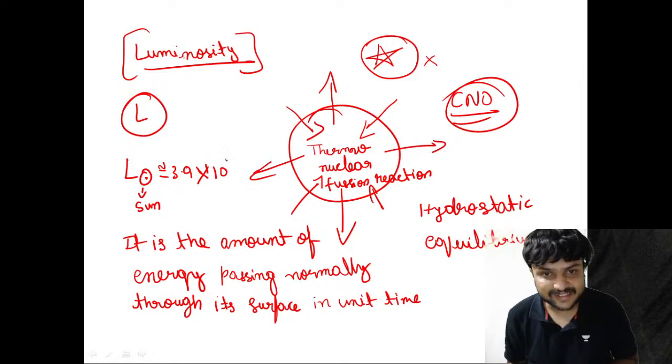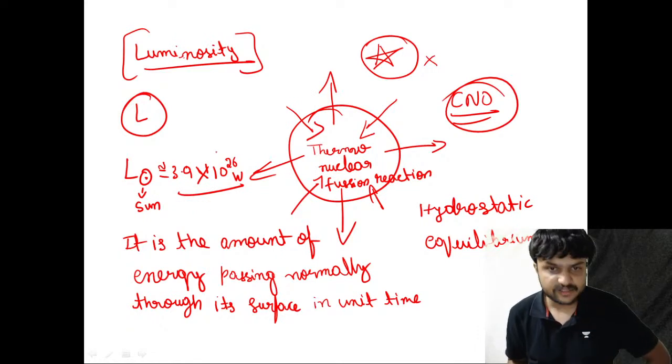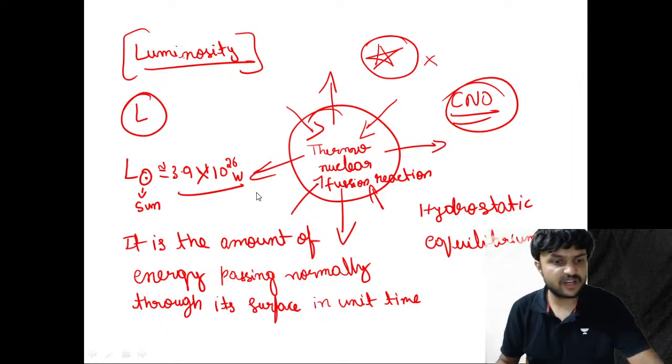3.9, 10 power 26 watt. Watt is the unit used for luminosity. Okay, so this is the luminosity of our sun. So I hope this is clear. Any doubt so far? You guys can ask me.